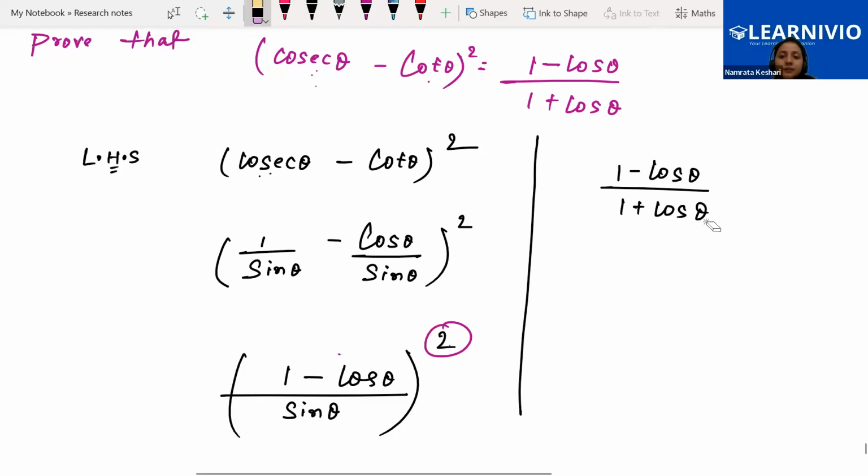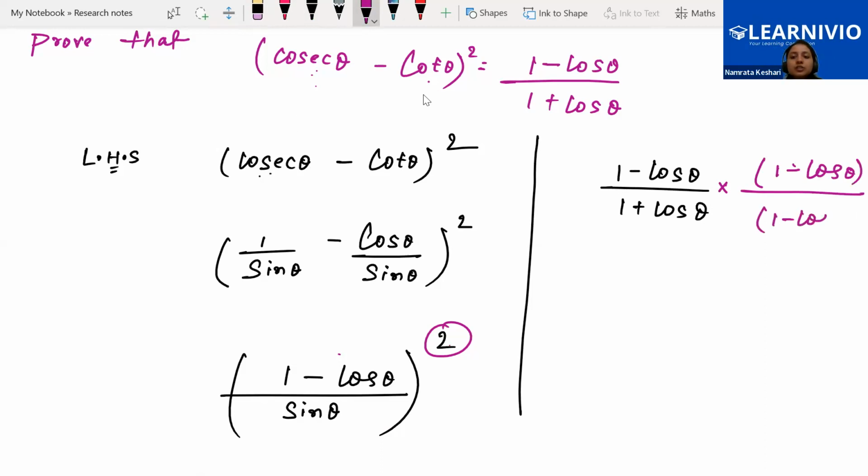Any idea? If we try rationalizing it by multiplying what we need, if we multiply 1 minus cos theta here also and 1 minus cos theta here also, if we try rationalizing it, we are not getting what to do.